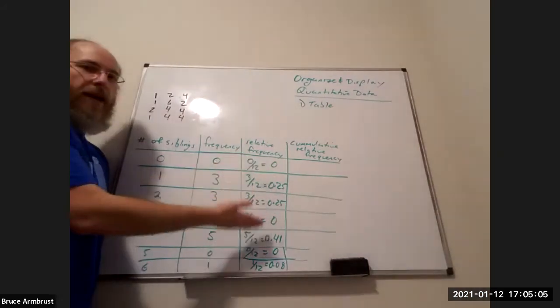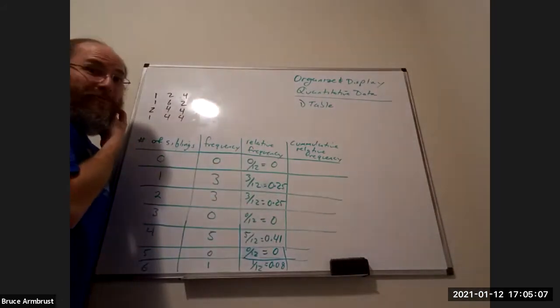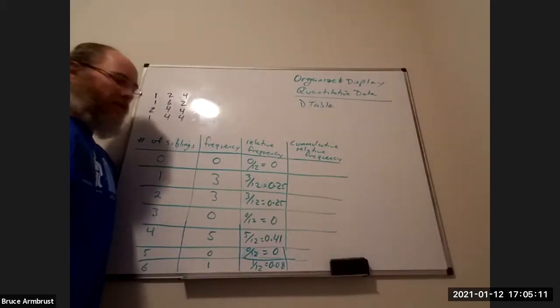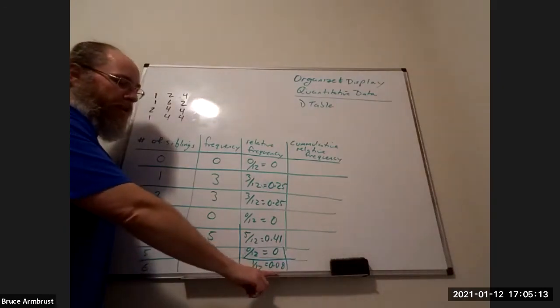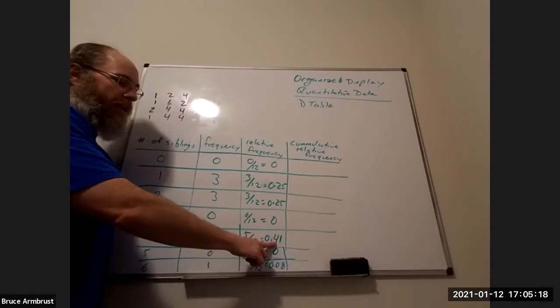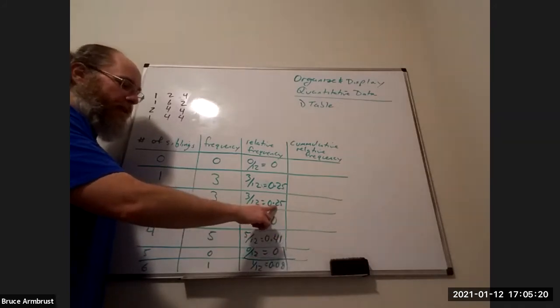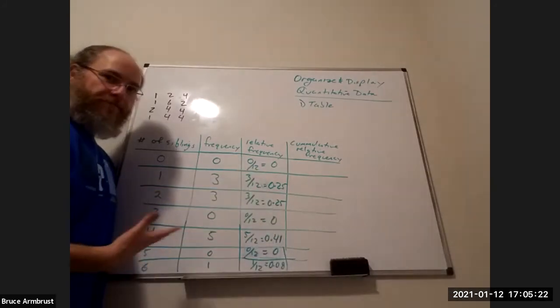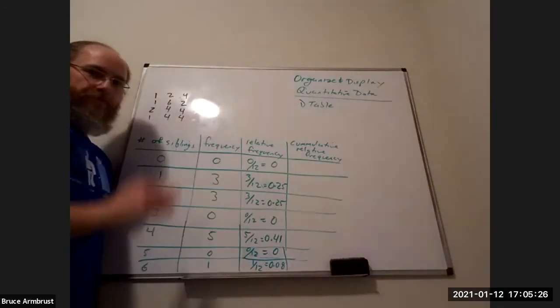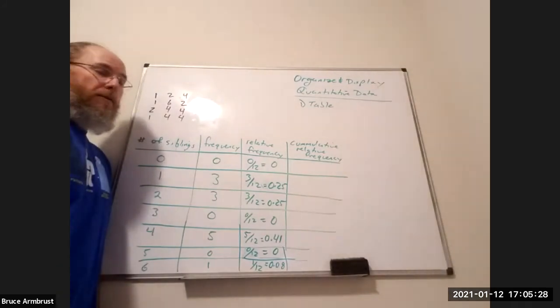So it's not uncommon to see those things as decimals, just because that's really easy to convert to percent, right? So 8% of respondents have 6 siblings. 41% have 4 siblings. 25% have 2 siblings, and so on. Okay, so all of this so far is nothing new. It's exactly what we did before.